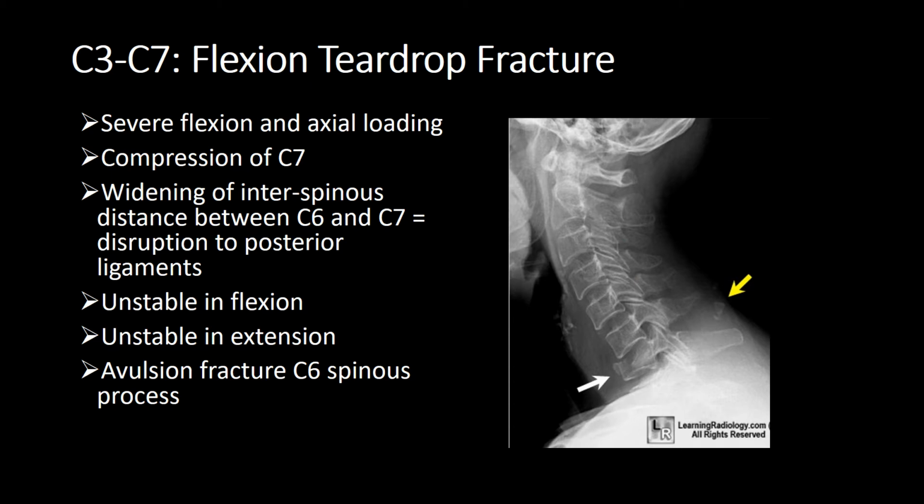Let's look at our interspinous distance. There is marked diastasis of the interspinous distance between C6 and C7. This is abnormal. There is disruption to the ligaments. The remaining interspinous distances are normal. So we have disruption to the anterior longitudinal line and we have disruption to the interspinous distance.